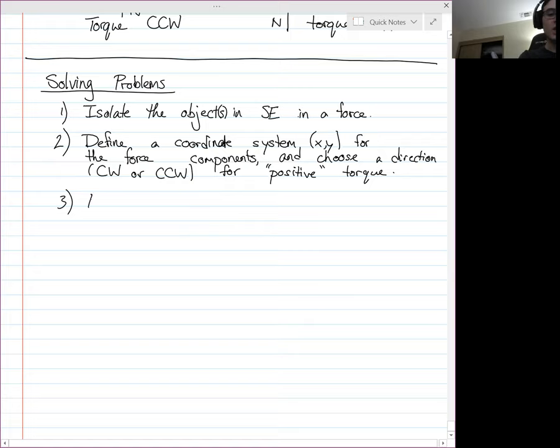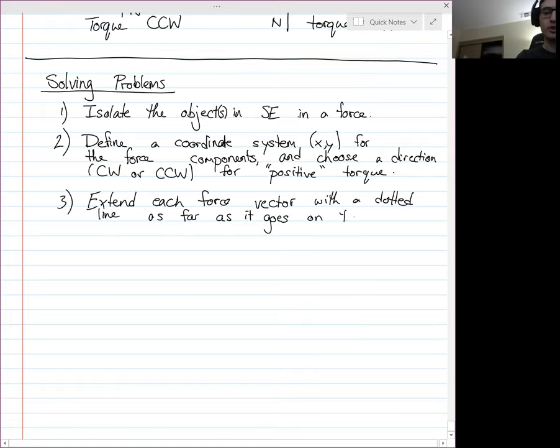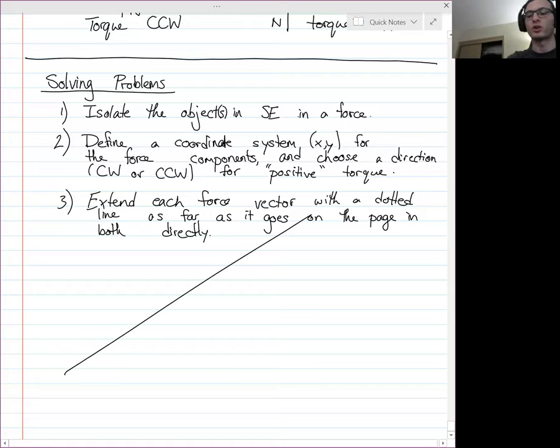Step three, extend each force vector with a dotted line. This is that business of finding the moment arm. And again, I'll be more explicit about this in a minute, with a dotted line as far as it goes on the page in both directions. Now, this is not quite necessarily true, right? You don't often need to extend it across the entire page. Once you get the feel of it, you can just extend it however far you need it. But the point is you want your extended force vectors to be long enough to do the appropriate calculation.